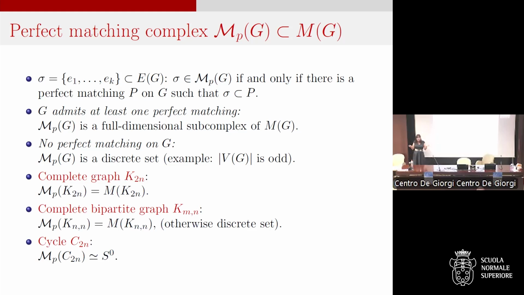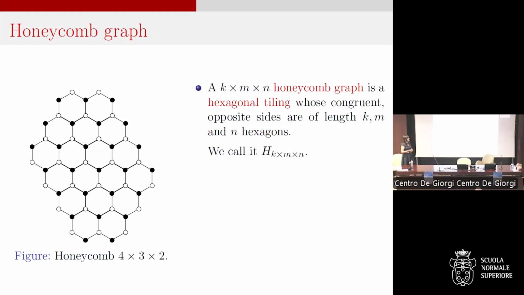So again, we have a complicated situation. And of course, when we have K and N, the same number of vertices, we have the same complex. But for example, for cycles, it's really nothing. Okay, so again, it turns out that it's hard to work with them. So we choose to try these honeycombs, not the simplest, but from my perspective, the nicest structure among those that are completely untouchable from the perspective of matching complexes.